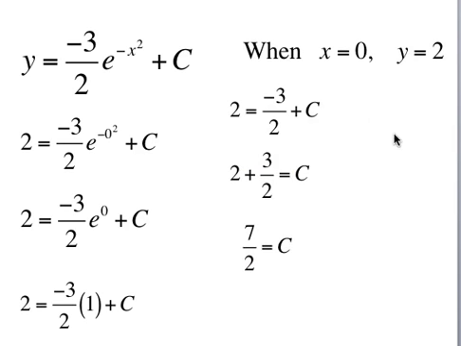So to finish this differential equation, we're going to go ahead and replace this c with 7/2. So that our final answer will become y equals negative 3/2 e to the negative x squared plus 7/2. You need to do that when you are given an initial value.